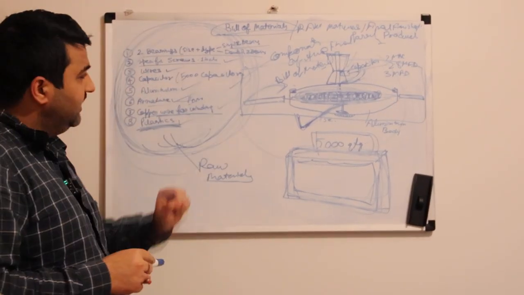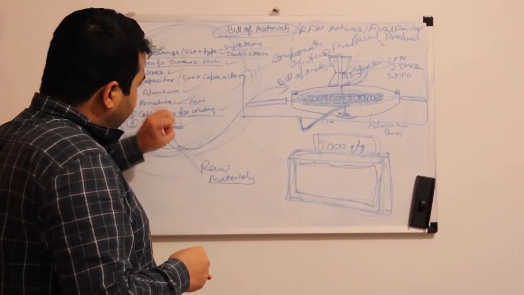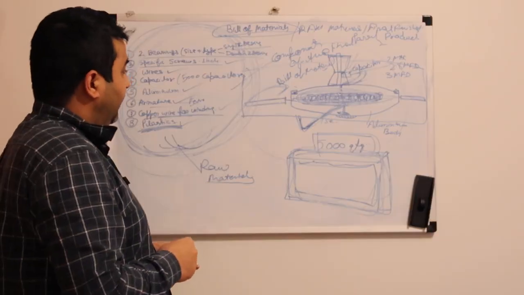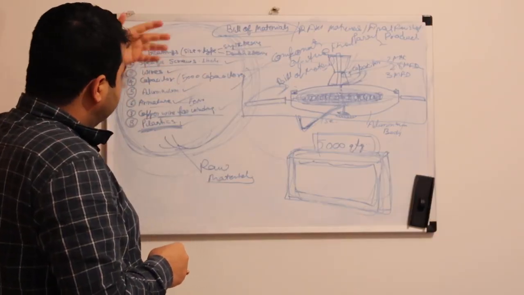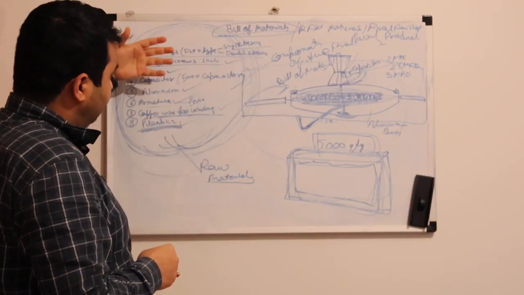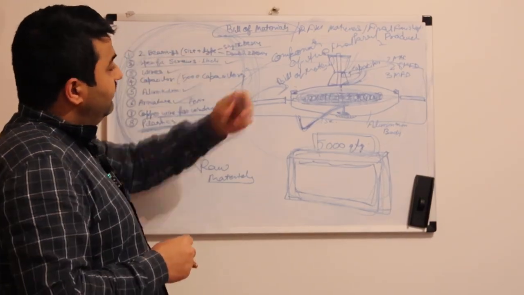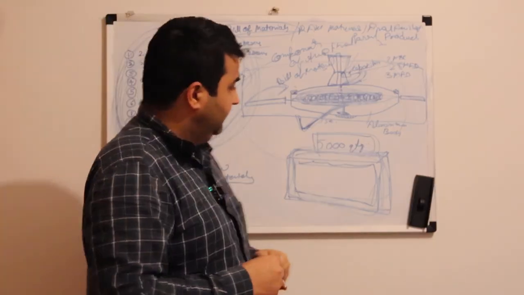So very simple. Collect the raw material. Based on the raw material, we produce the final product. So this is the list. This is also what we call components of the bill of material. Okay. So I hope this is clear.